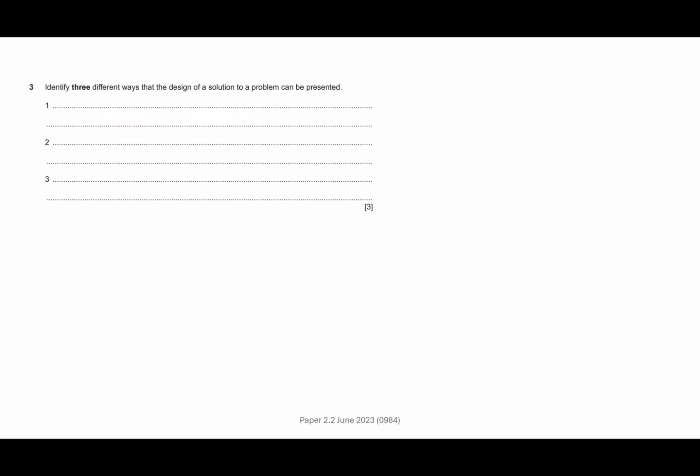Okay, question 3. Identify 3 different ways that the design of a solution to a problem can be presented. So this is all to do with the development life cycle. And in the spec there are 4 stages that you need to know, and you need to know them in order. So we've got the analysis stage, we've got the design stage, then we have the coding stage, and then we have the testing stage.